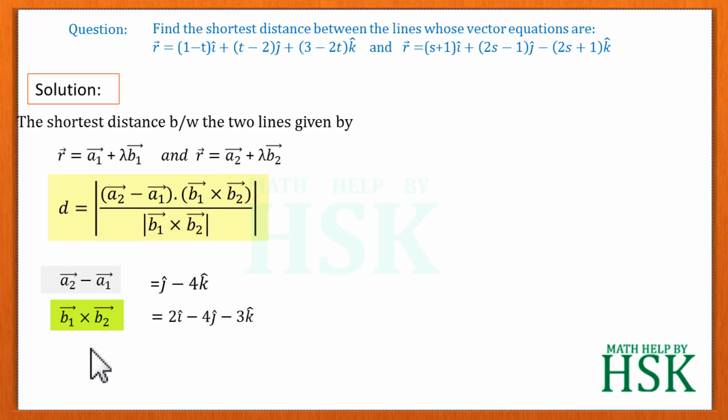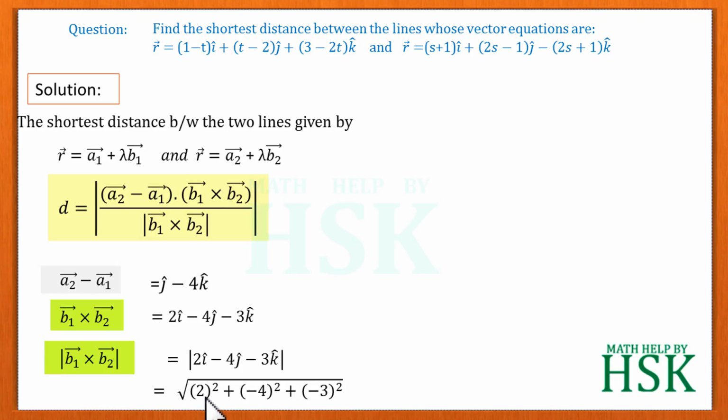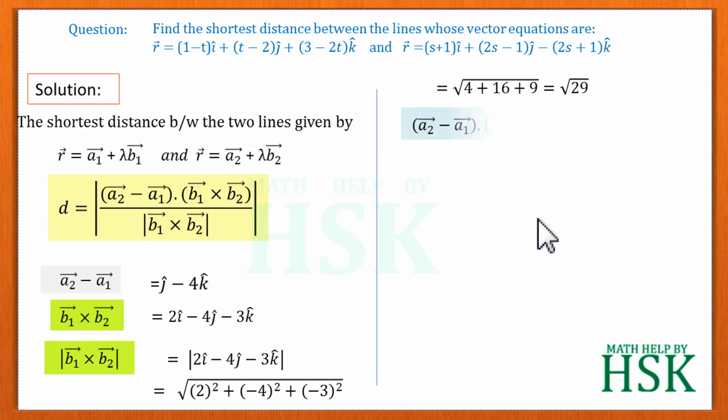Further, the magnitude of b1 cross b2 can be calculated by taking the modulus of 2i minus 4j minus 3k, and this will be equal to the square root of 2 square plus minus 4 square plus minus 3 square, which is the square root of 4 plus 16 plus 9, that is square root of 29.